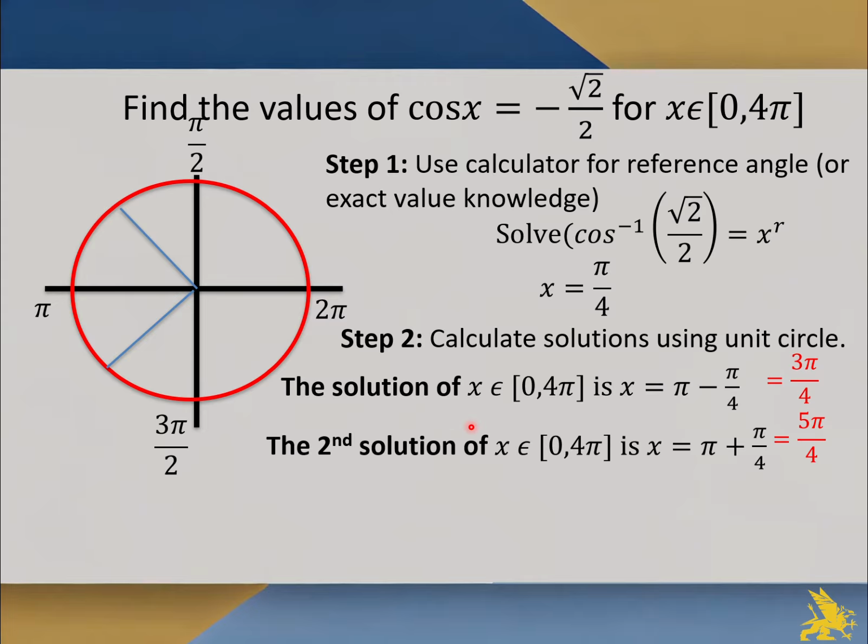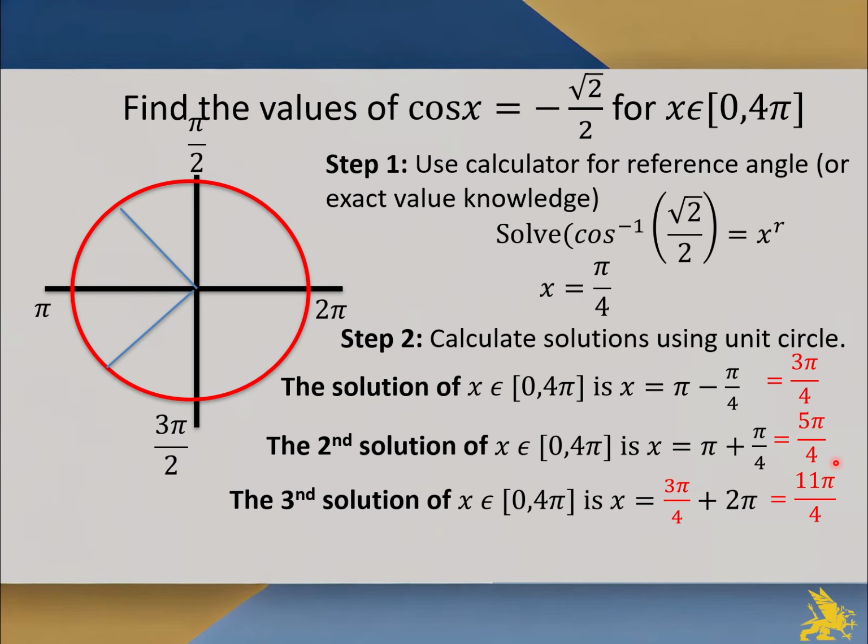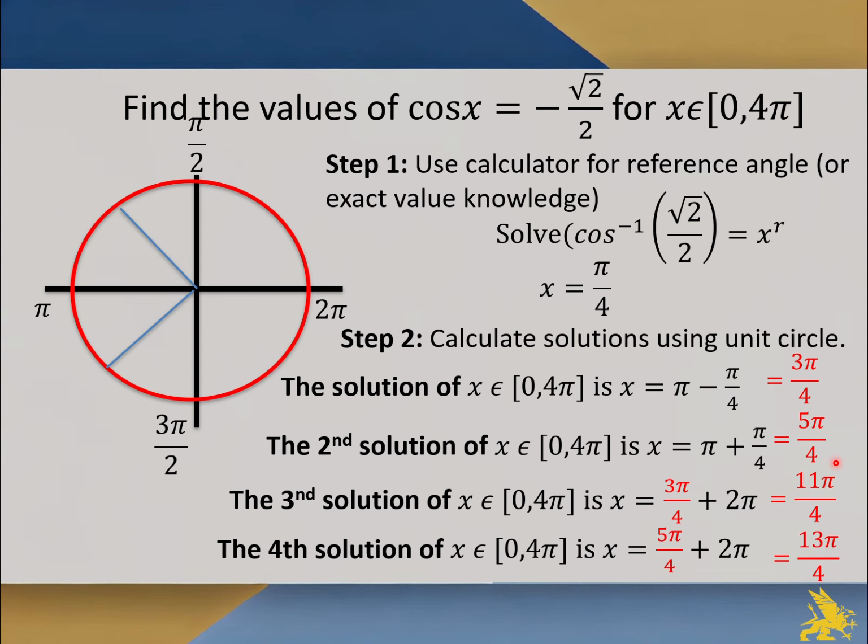The final step is, because we're looking at 4 pi, I need to do a full period to get to the next one. So I'm just adding 2 pi to both of these. So 3 pi over 4 plus 2 pi is 11 pi over 4, and 5 pi over 4 plus 2 pi is 13 pi over 4.